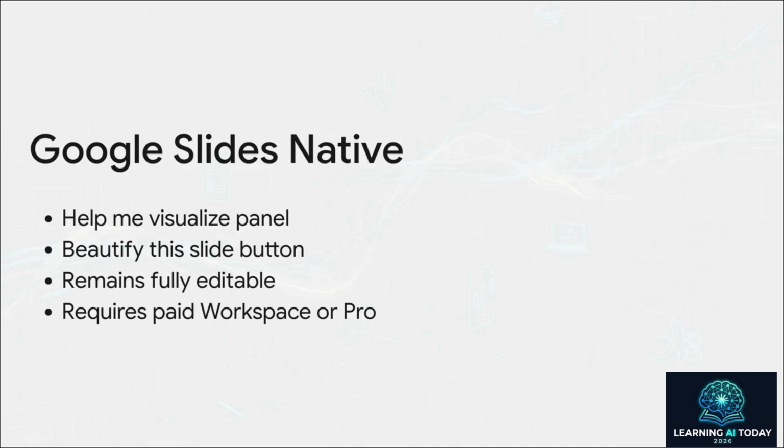Instead of spending 20 agonizing minutes dragging shapes around and perfectly aligning text boxes, you can just brain dump plain, boring bullet points onto a stark white slide. Then, hit that button. The AI instantly reads your context, matches your specific company theme, and generates a perfectly polished visual layout. And the best part? It remains fully native and editable. The only real catch is that you do need a paid Google Workspace or AI Pro subscription to use it.